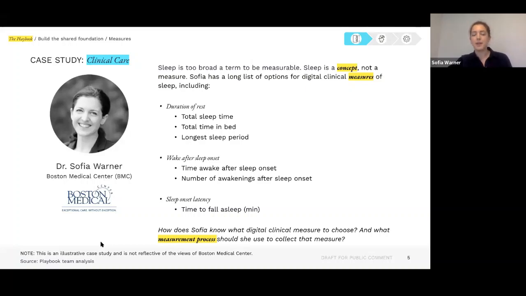For some patients, a problem is not just falling asleep, but staying asleep. So we can think about the time that they are waking up after they fall asleep, or how many times that they are waking up, whether they realize it or not, after they fall asleep. And then another issue that a lot of people suffer from is just delayed sleep onset. So how long does it take them to fall asleep?